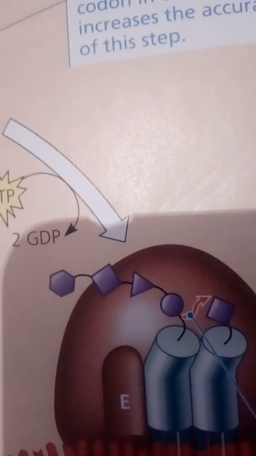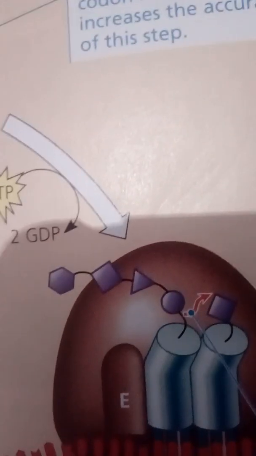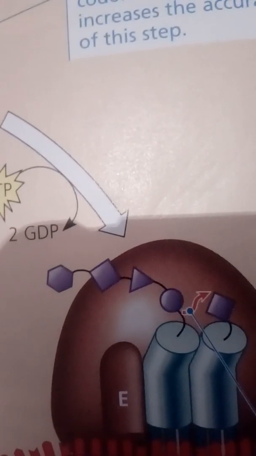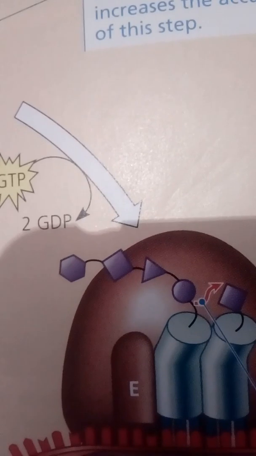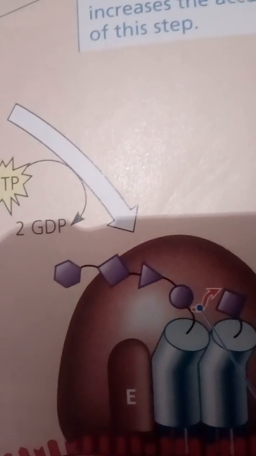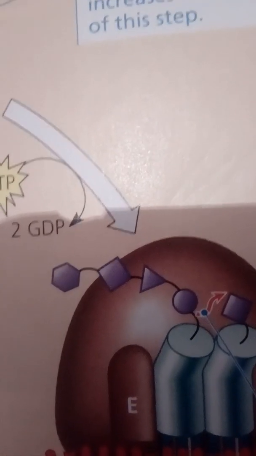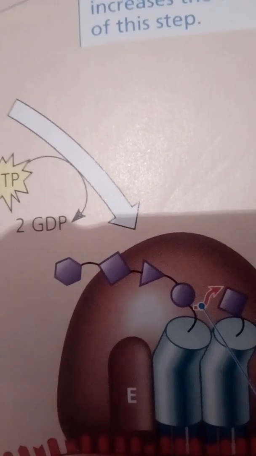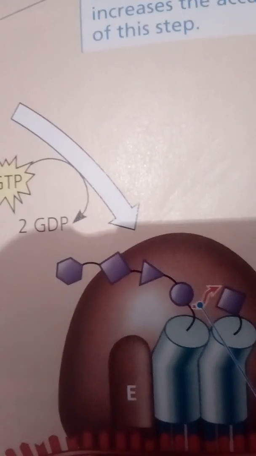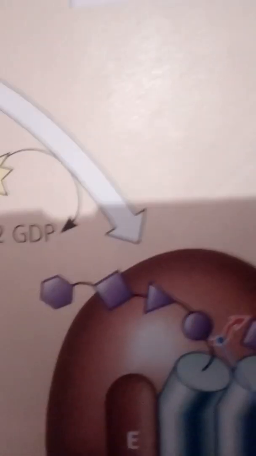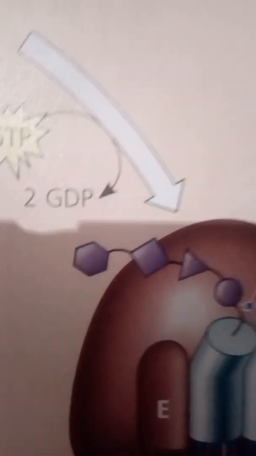The release factor causes the addition of a water molecule instead of an amino acid to the polypeptide chain. This reaction hydrolyzes the completed polypeptide from the tRNA in the P site, releasing the polypeptide through the exit tunnel of the ribosome's large subunit. The remainder of the translation assembly then comes apart.